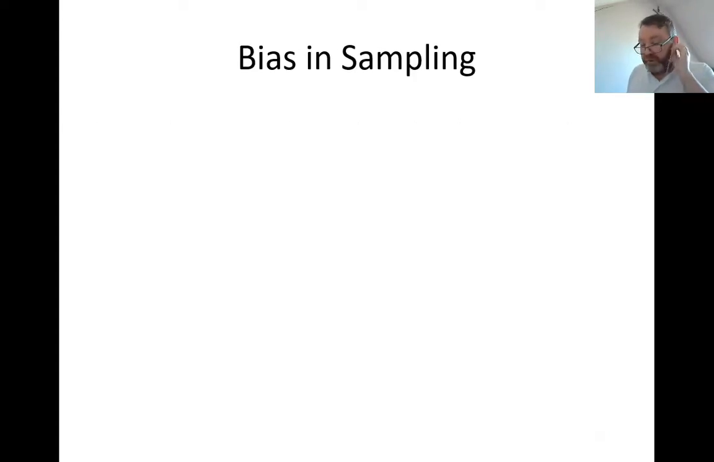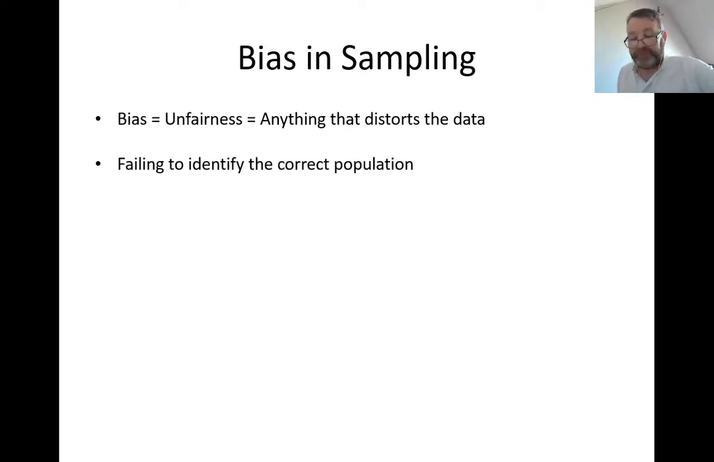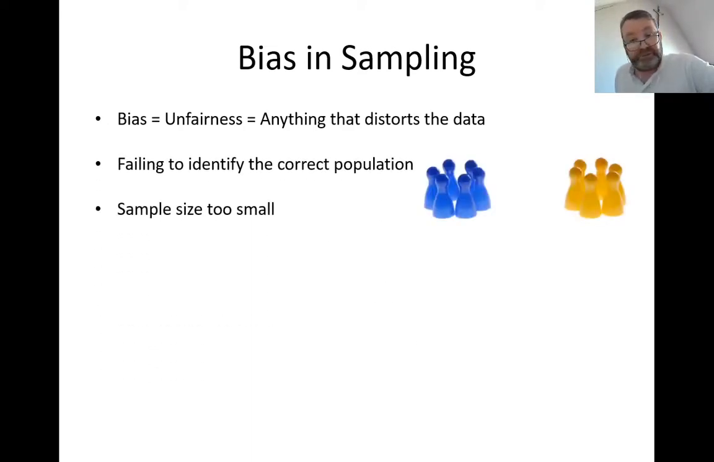Anyway, let's just talk a little bit about sampling, bias and sampling. We know what it is. Bias is any kind of rule or unfairness or anything that distorts your data. Okay, failing to identify the correct population, sample size being too small. Well, you know what? I'm going to get 2 people to represent the whole entire population of the island of Ireland.